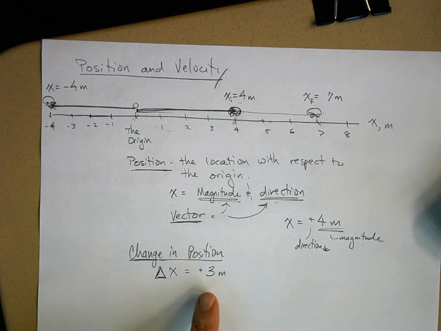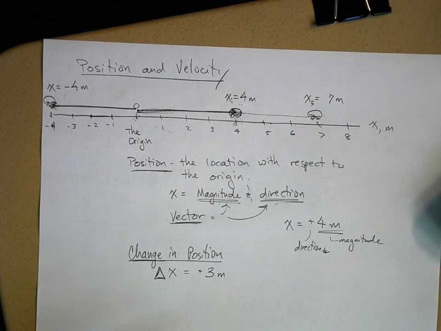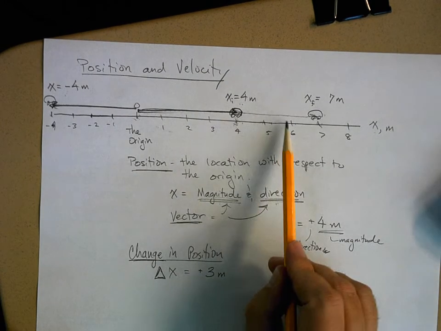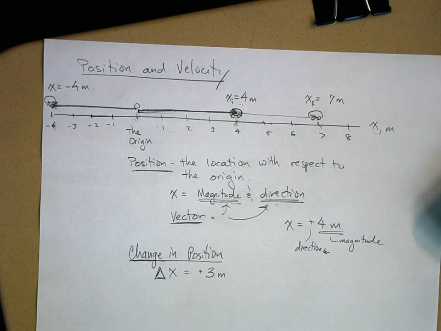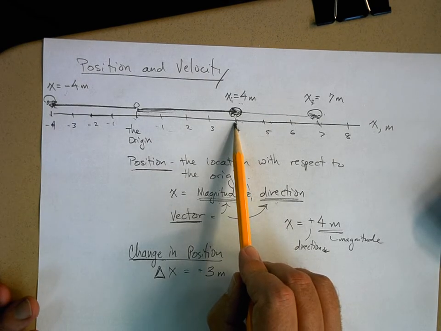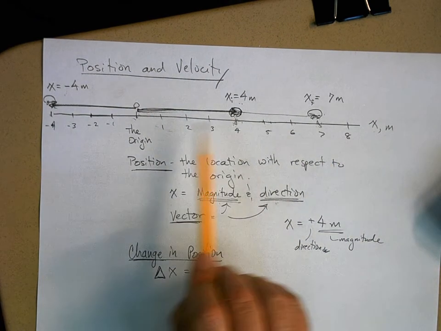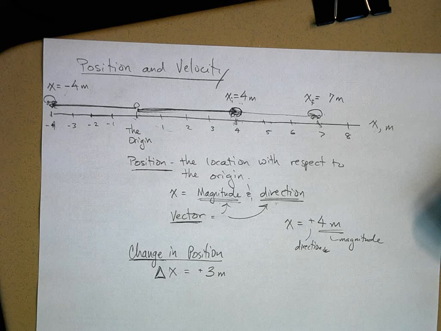Well, how do we get 3 meters? What's another way of getting it? I mean, you could count 1, 2, 3, but what if you're dealing with really big numbers? What if this was 427 meters away, and this was 764 meters away? How would you figure out how many meters it changed? What would you do? Subtract. And what do you subtract from what?